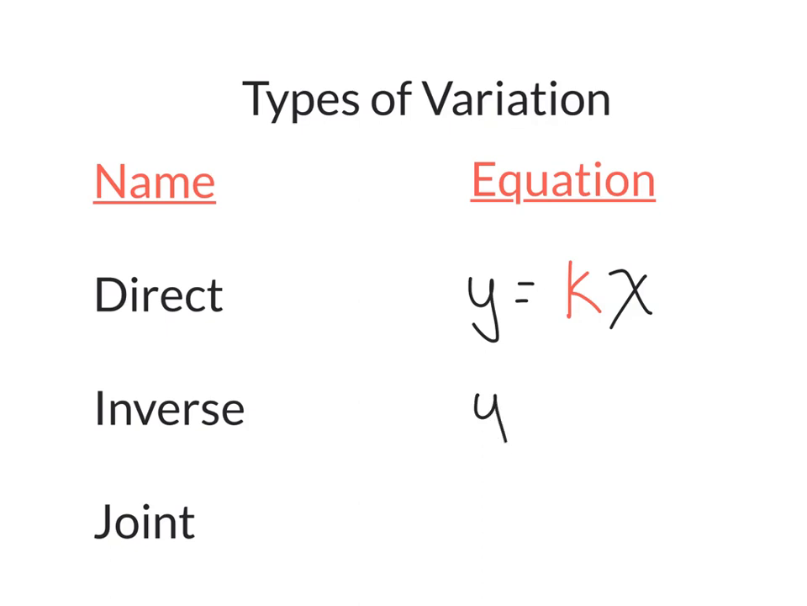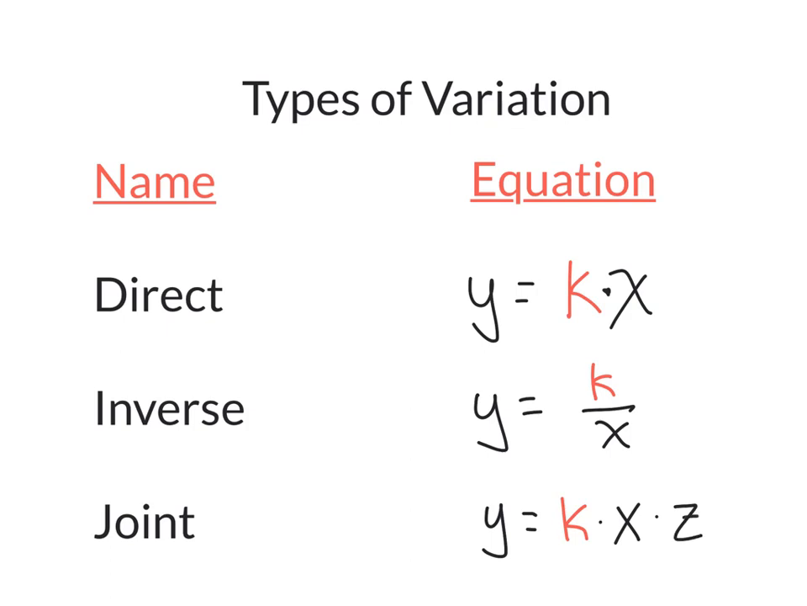Inverse is going to be y equals k over x. You can see that in our first example with direct we are multiplying, and then in our second, inverse, we are dividing, which should make sense because multiplication and division are inverses of one another. So that might be a nice way to help remember those equations. And then joint is y equals k times x and then times z.